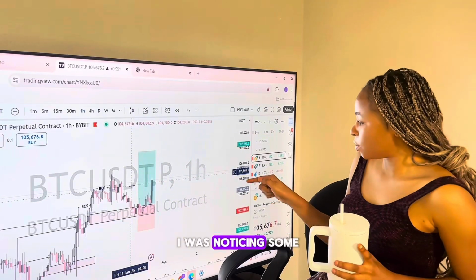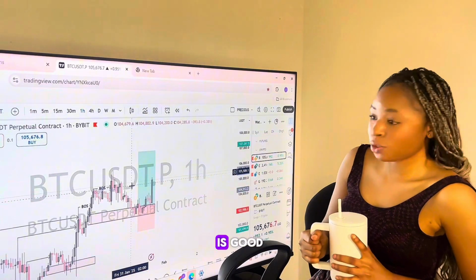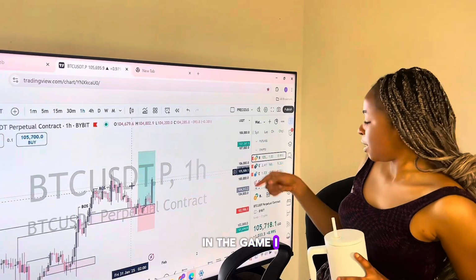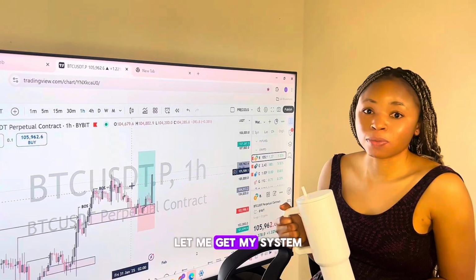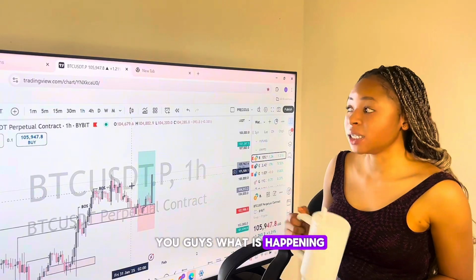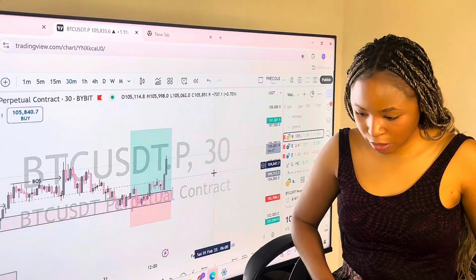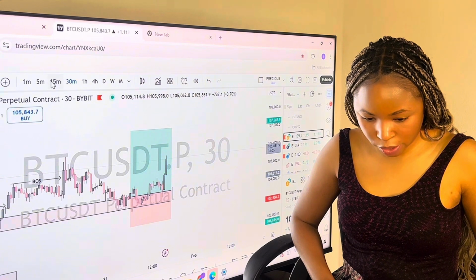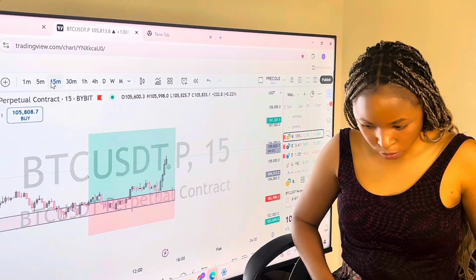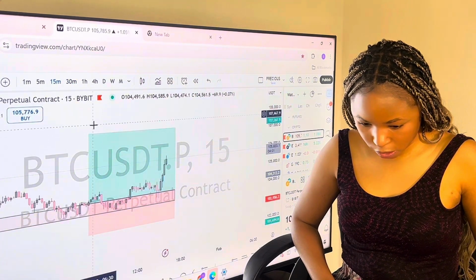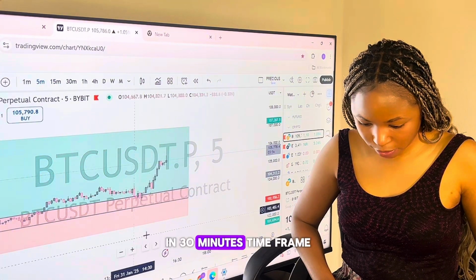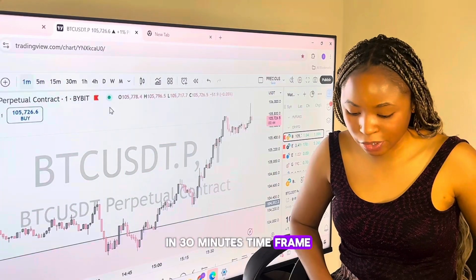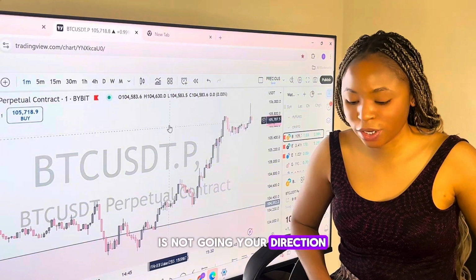I was noticing some major pullbacks, but this is good. We are back in the game. I love this. Let me get my system so I can show you guys what is happening in the 30 minutes time frame. Let's go to lower time frame. Okay. This is nice. This time frame is always scary, especially when the trade is not going in your direction.